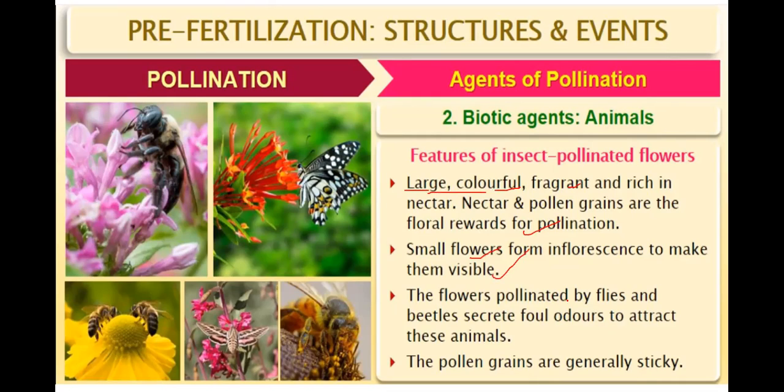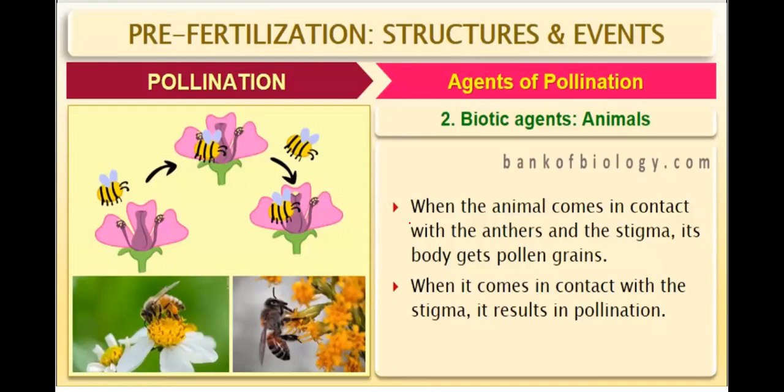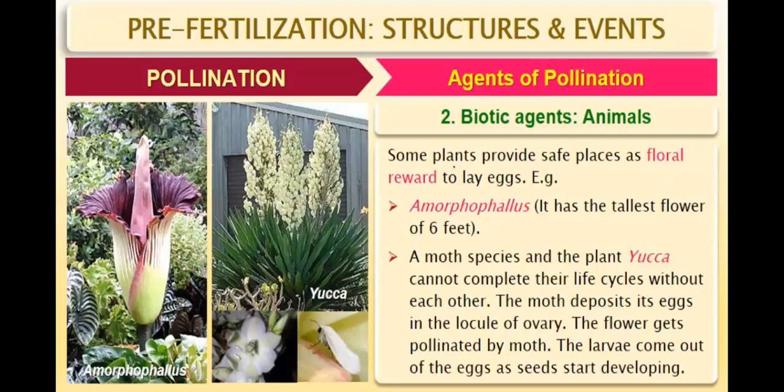Flowers pollinated by flies and beetles secrete foul odors to attract these animals. Pollen grains are generally sticky. When the animal comes in contact with the anther and the stigma, its body gets pollen grains. When it comes in contact with the stigma, it results in pollination. Some plants provide safe places as floral rewards to lay eggs.